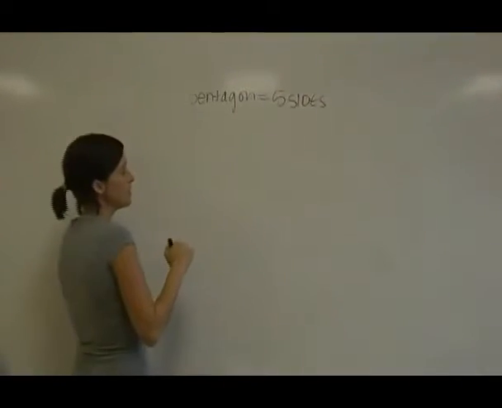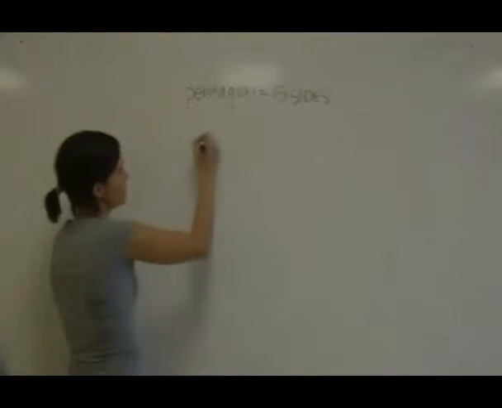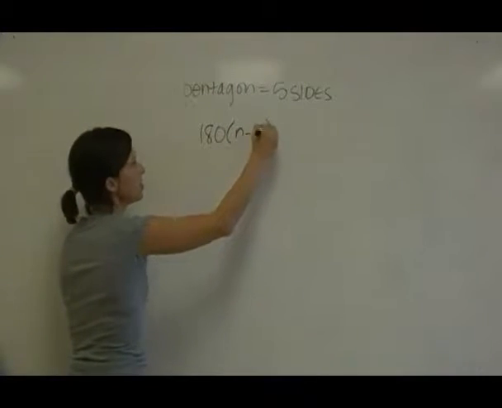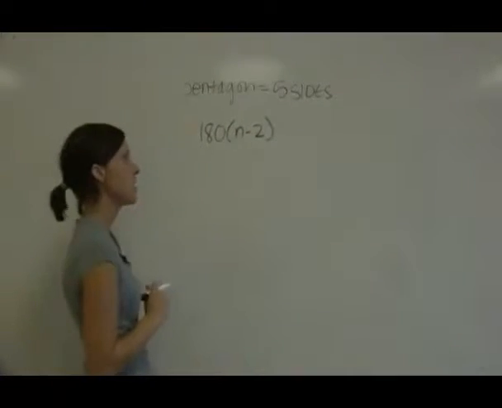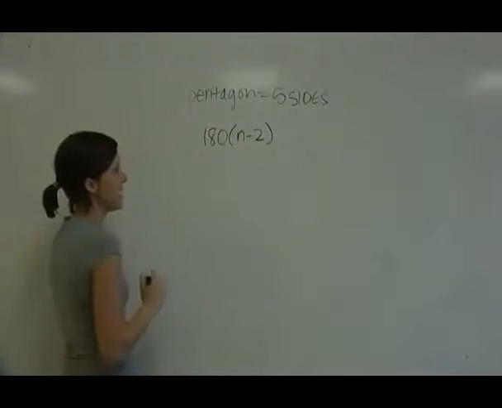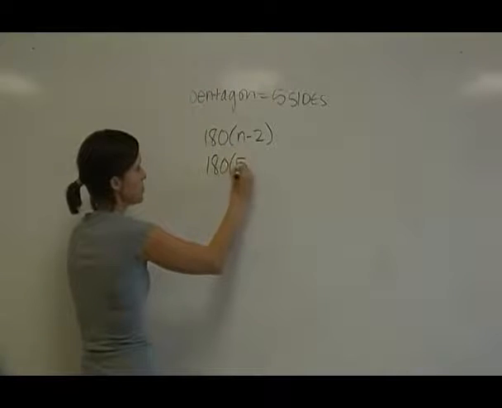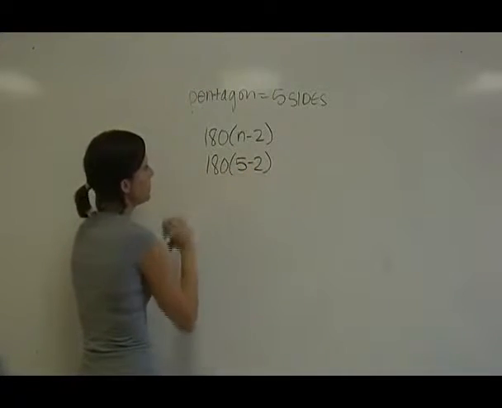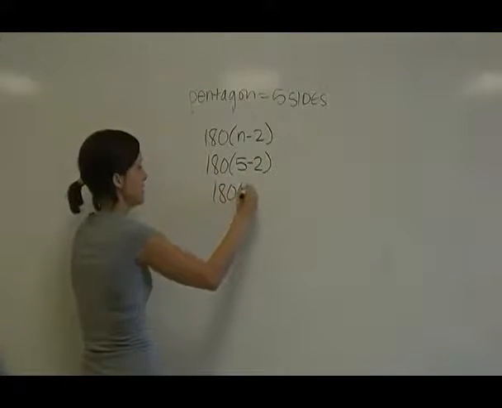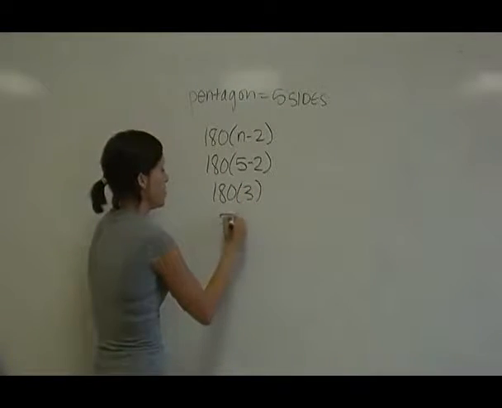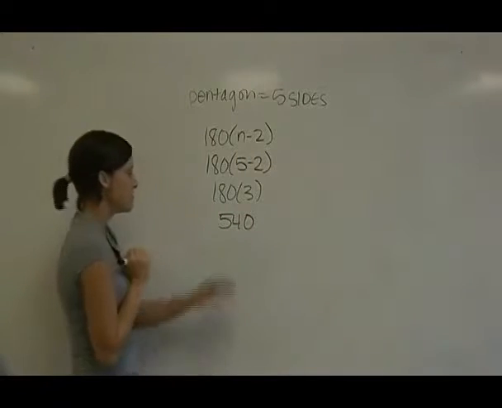To find the measure of all the interior angles, we have a formula that states 180 times n minus 2 will give you the sum of all the interior angles, n being the number of sides. So let's take 180, insert how many sides, which is 5, and subtract 2. So we have 180 times 3. 180 times 3 will equal 540. And that's the sum of the interior angles.